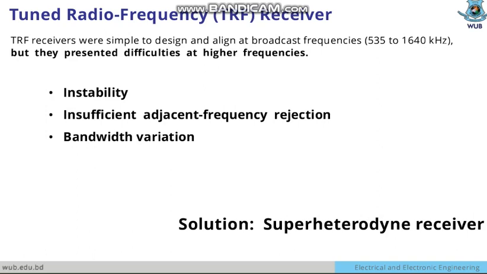There is the instability of the signals, so you have to tune the gang capacitors time by time, and insufficient adjacent frequency rejection, and also there is bandwidth variation. So these are the drawbacks of the tuned radio frequency receiver, which was a broadcast radio receiver. And the solution to the tuned radio frequency receiver is the modernized version, the superheterodyne receiver, that I will explain broadly after the part 1 lecture.